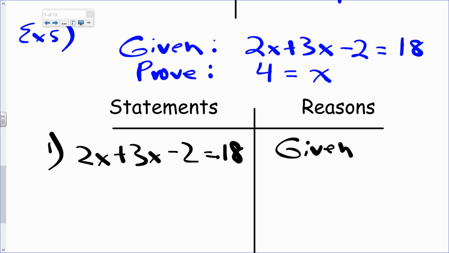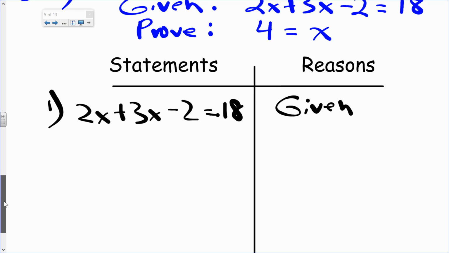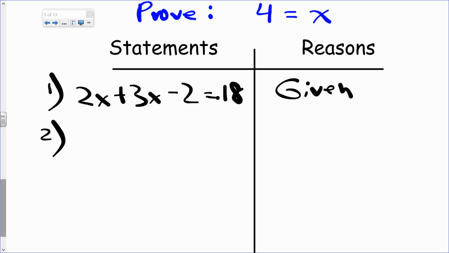What's proven is what we're going to do right now. We're going to prove that 4 equals x with some deductive logic. All right, watch this now. Statement 2. What should we do here? Think of junior high school. Combine like terms. Thank you. When we combine like terms, there's no fancy reason that we put in our law books. There's a very simple reason.